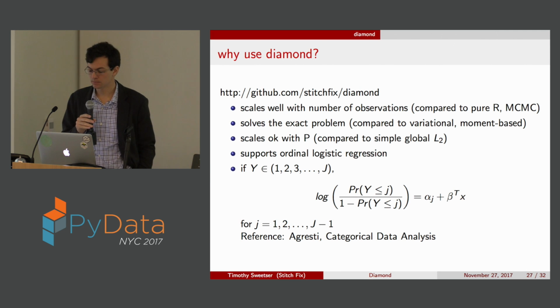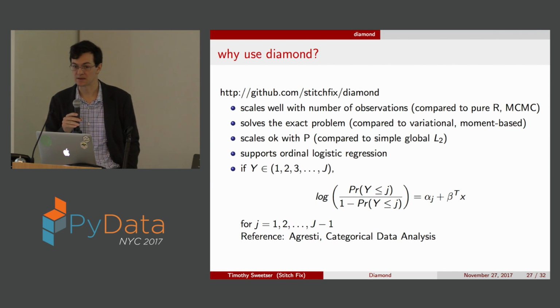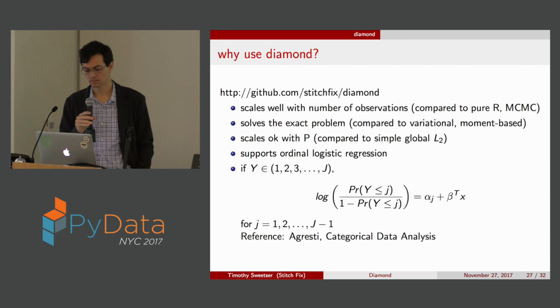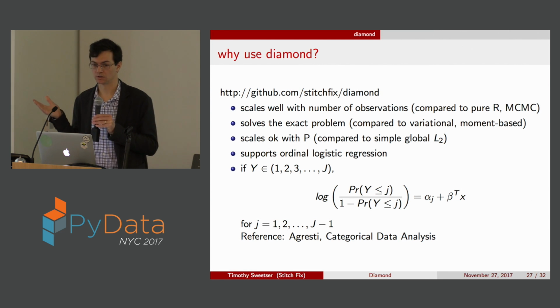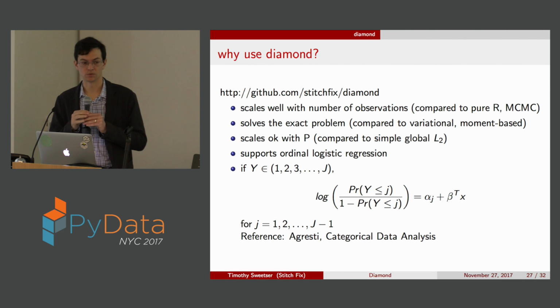It does solve the exact problem. So compared to variational inference or moment-based methods, it's solving the exact problem, not an approximation of the problem. And this could be more or less important depending on the problem and how strict you are. It scales okay with a number of features compared to simple global L2 regularization. And as I mentioned before, it supports ordinal logistic regression. So if you want to honor your response variable and its ordinal nature, Diamond supports this.